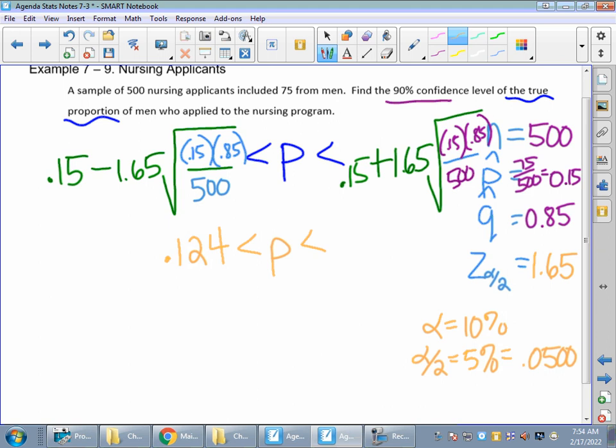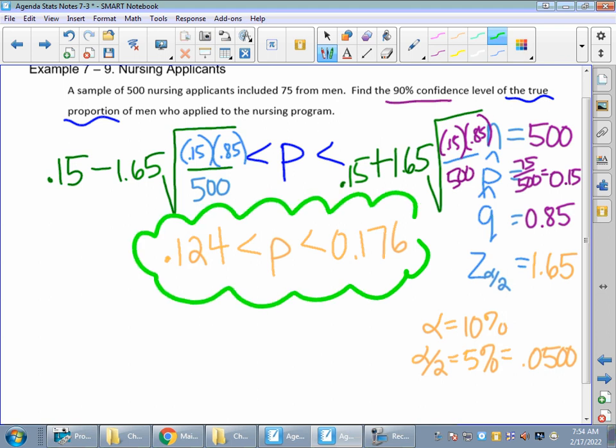On the other side, I ended up with a 0.176. Quick thing, because this is a proportion, it will always be less than 1. If you get something larger than 1, you messed up, right? Because if we're thinking of it in terms of percent, if you get something larger than 1, it would be over 100%. So the true proportion of men who applied is somewhere between 12.4% and 17.6% to nursing school.